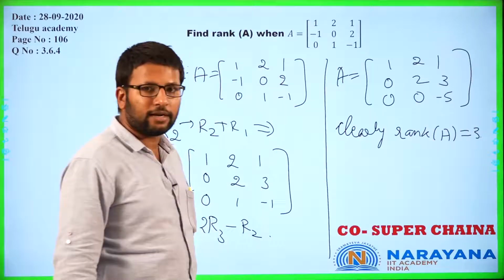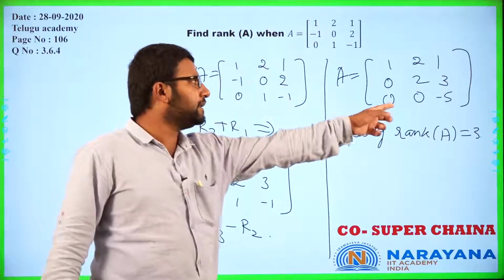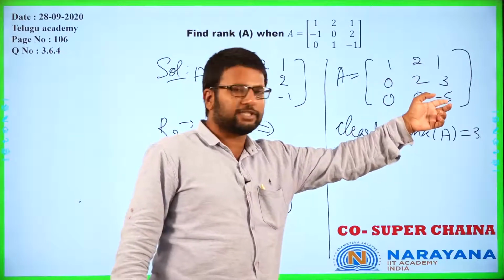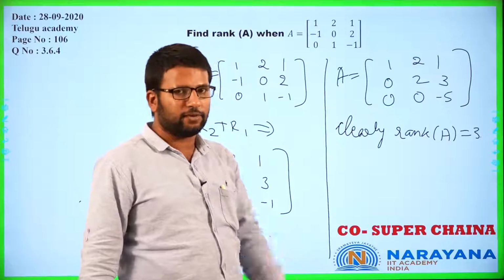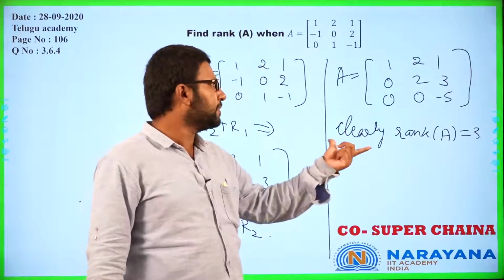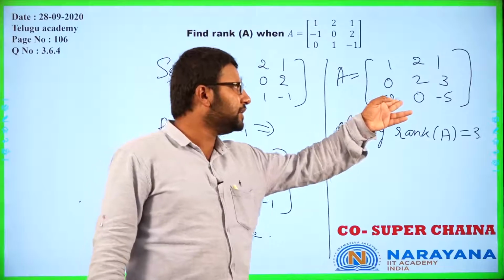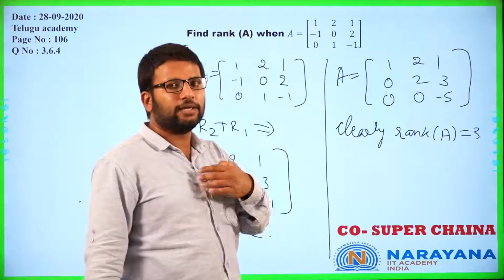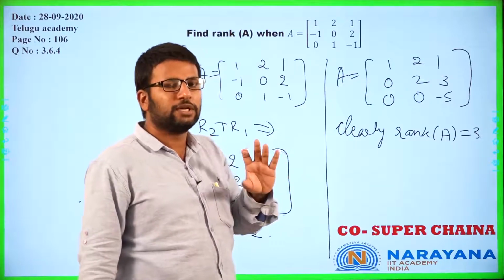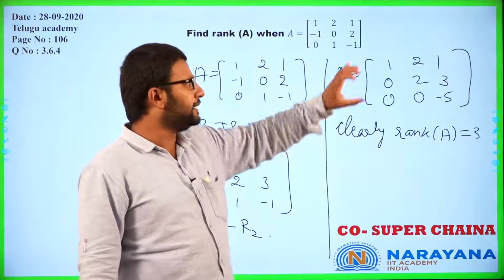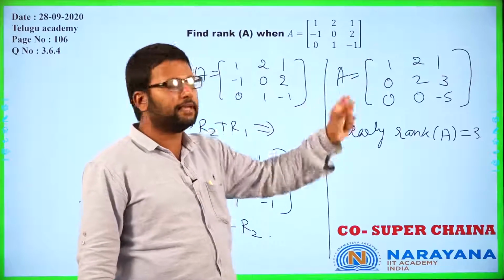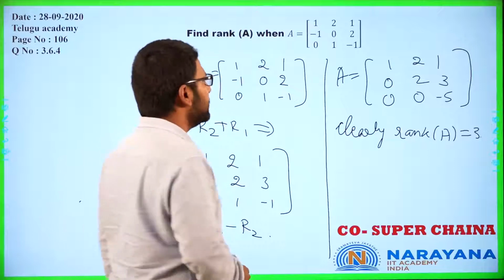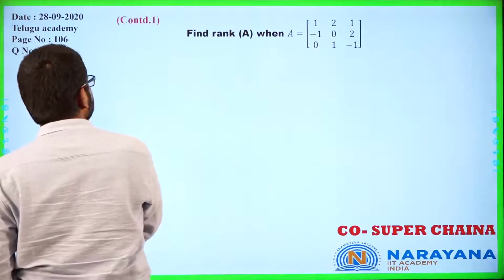For anyone who is still not clear, how do we decide rank? Once you reach the echelon form, or a form in which the leading element of every row must be non-zero, all the other elements should be 0. In that case, the rows that contain all zeros, you get rid of them, and the number of non-zero rows will give you the rank, right? So here all the rows are non-zero, which is why rank is 3. Okay, so let us proceed.